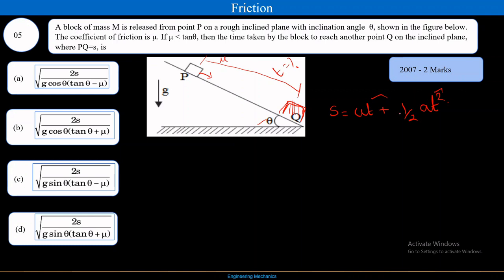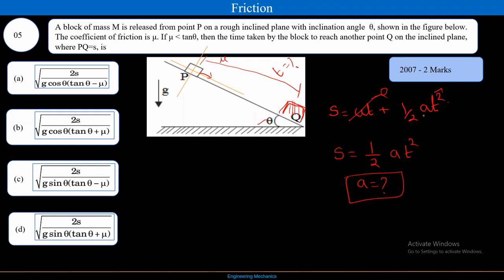Do we know the acceleration? We don't know the acceleration, but we know S, and our initial velocity is going to be 0. So S is equal to half a t square. The only thing I need to find is the acceleration a. So before finding the acceleration, let me draw the free body diagram for this block.